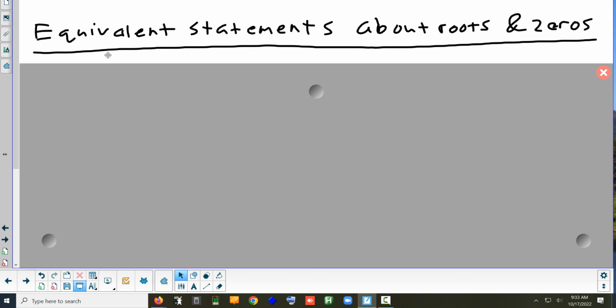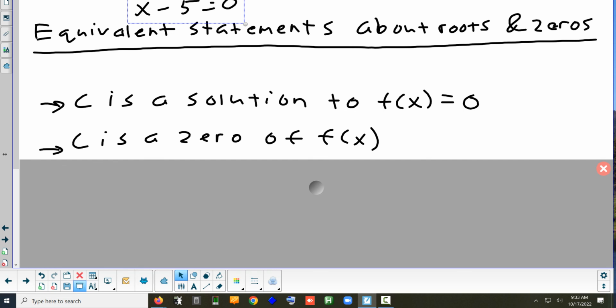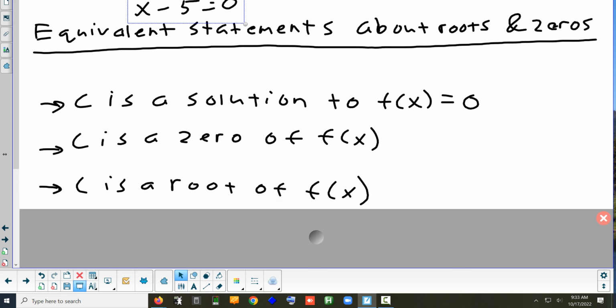Okay. So I keep mentioning the terms zeros and roots, so I just want to recap what that all means. Remember, if you've got, I'm just going to make up, x minus 5 equals 0. In that case, the root would be 5. So I could say that 5 is a solution to that equation. I could also say that 5 is what we call the 0 of that equation. I could also say that 5 is the root of that equation.